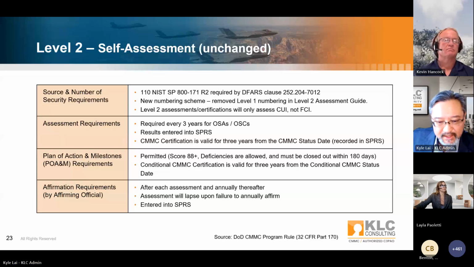If you don't get a perfect score, you will get a conditional CMMC certification, a conditional status, right? Okay, and every time you have the assessment, including the self-assessment and the annual self-affirmation, you need to have the affirming official enter the affirmation into the SPRS.